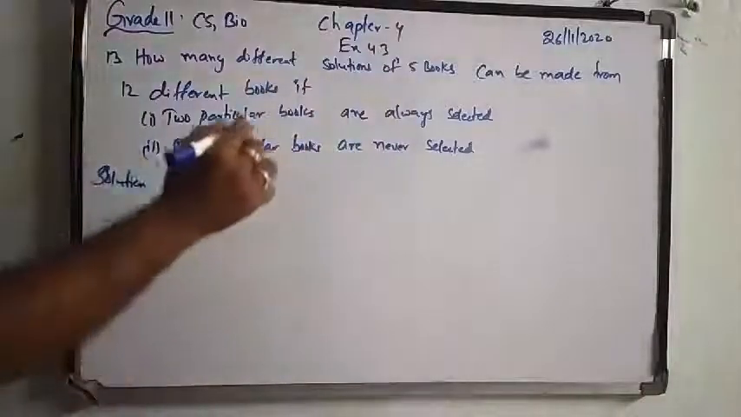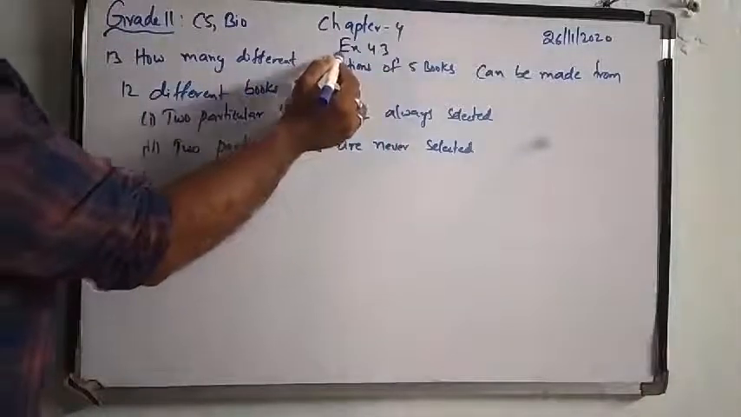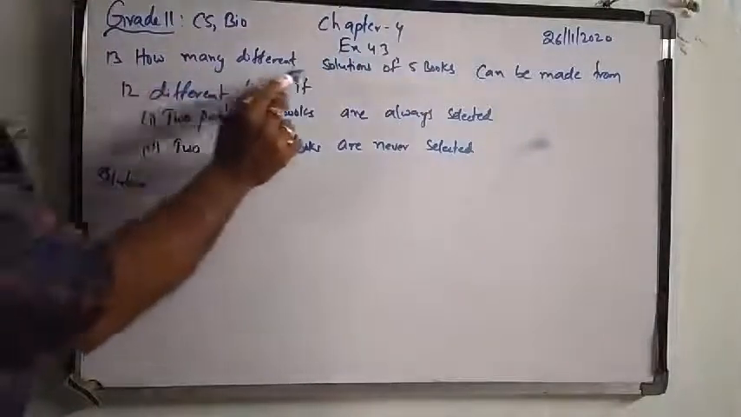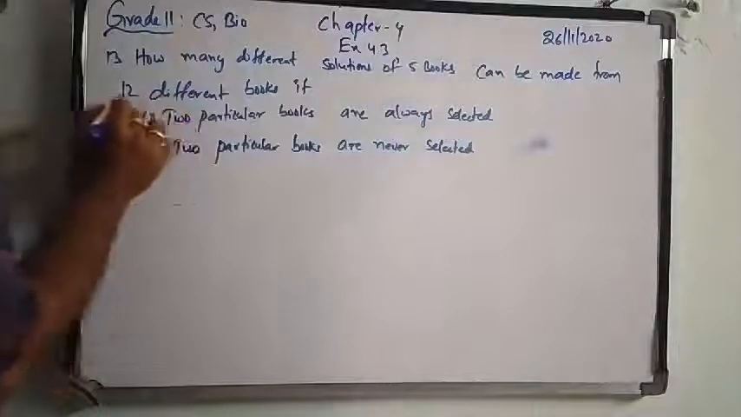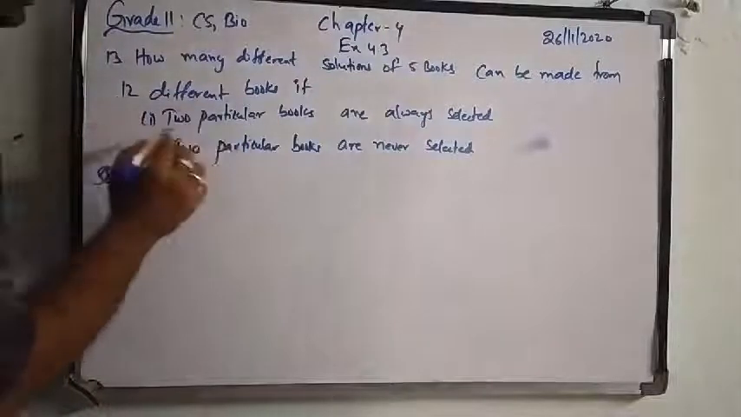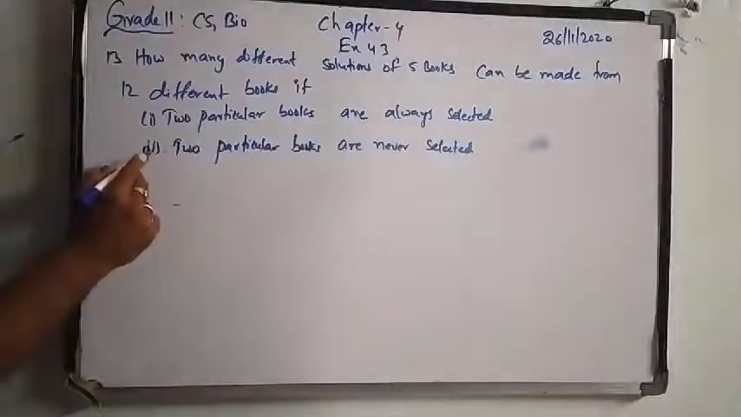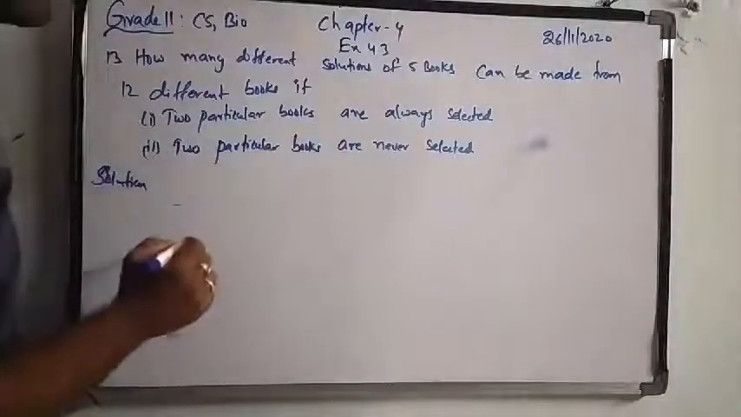Very good morning, students. Today we are going to learn exercise 4.3, 13th question. So the question is, how many different selections of 5 books can be made from 12 different books? The first subdivision is, if 2 particular books are always selected, and 2 particular books are never selected.